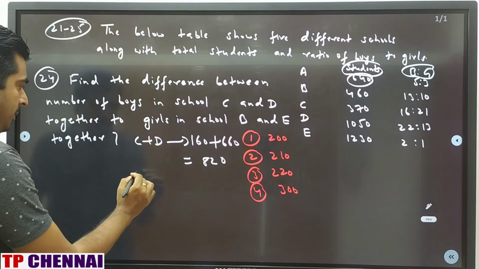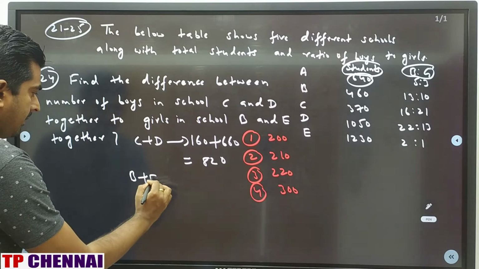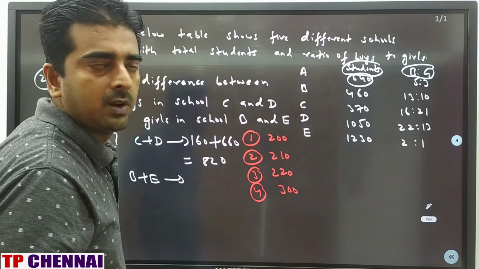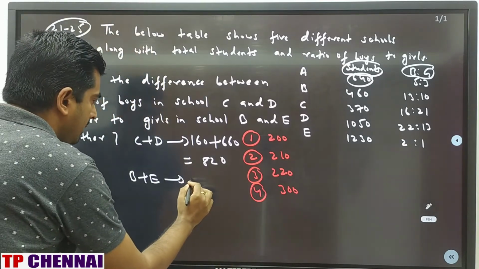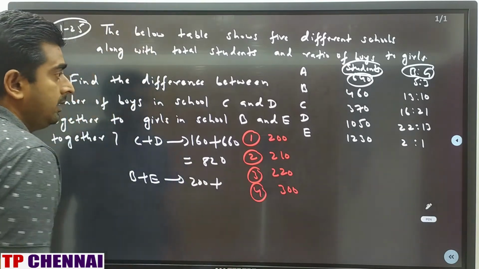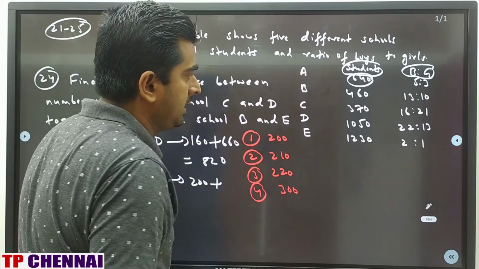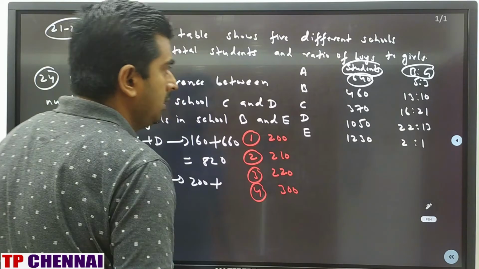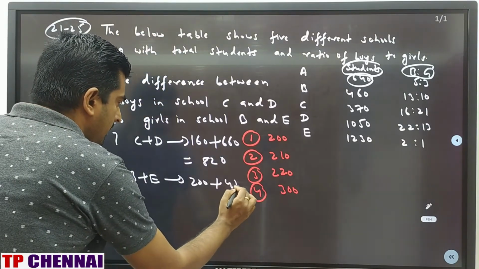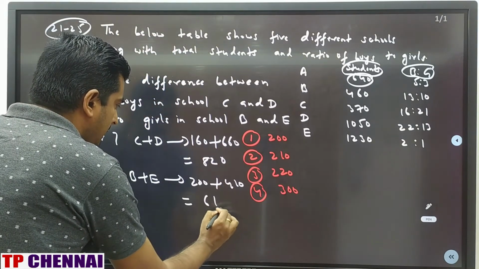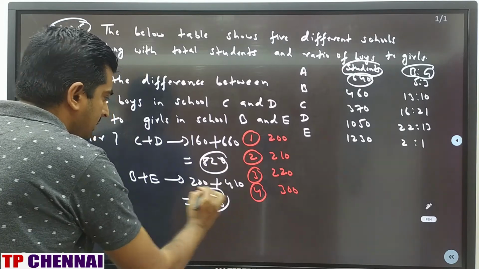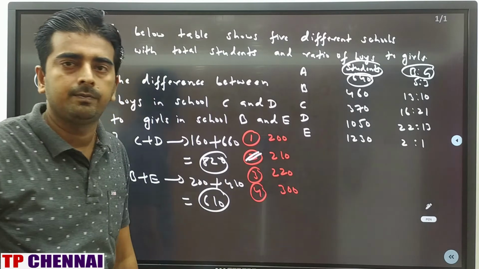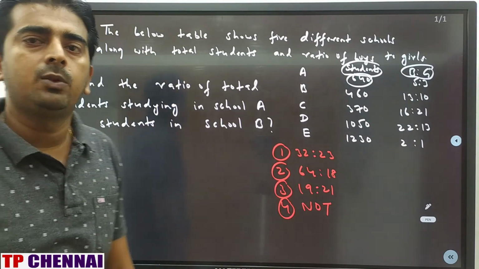And girls in B and E. B, 23 part is 460, 1 part is 20, 20 part is 400. E, 3 part is 1230, 1 part is how much? 410. Right? This is 610. Difference 820 minus 610. What is the answer? 210. Second option. So now we'll see question number 25.